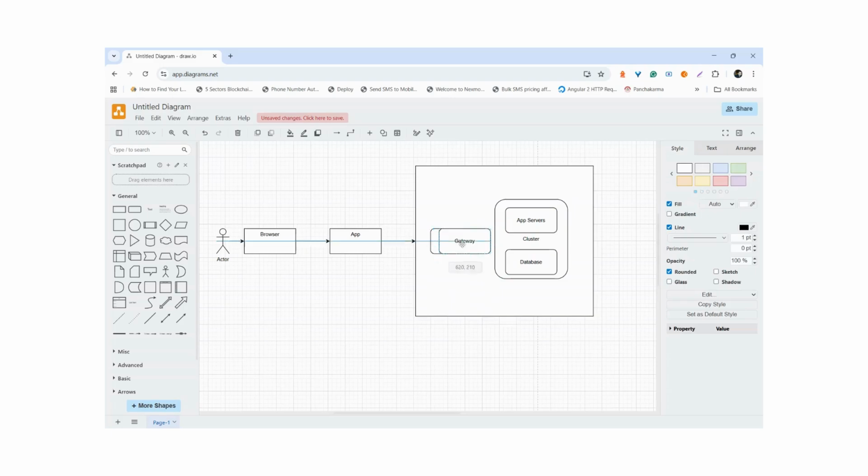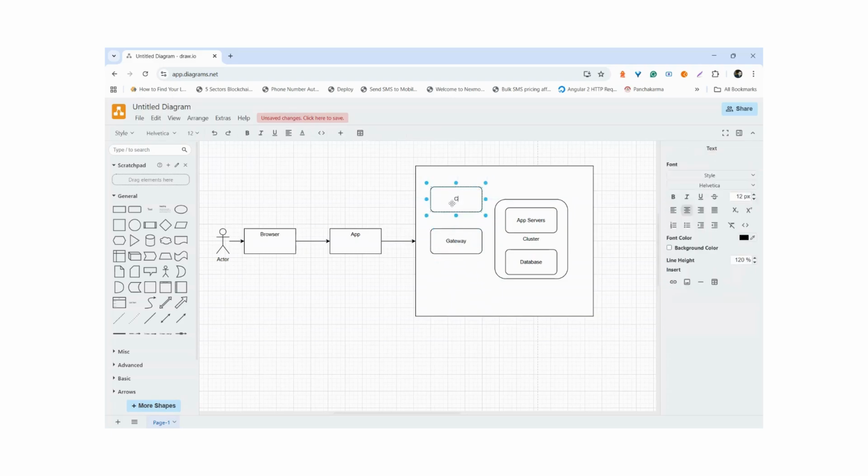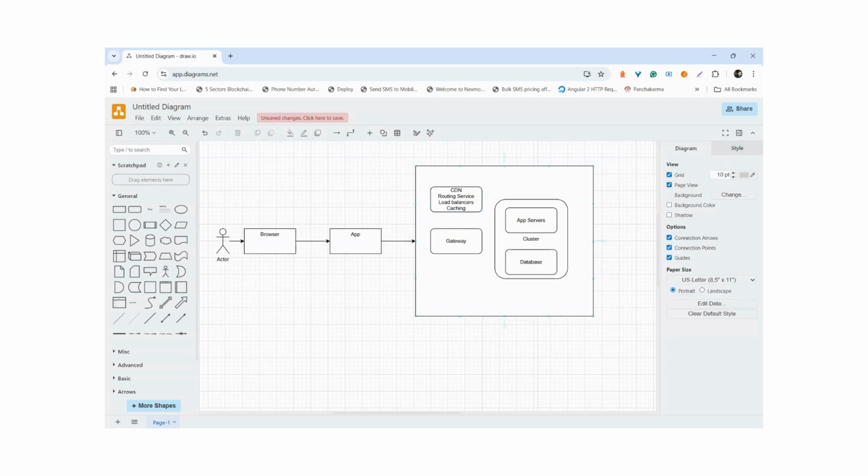Let's put them here. Let's say our CDNs. Let's say our routing service. Let's say our load balancers or gateways. Let's say our caching systems. I'm just naming all these components which I haven't depicted in the big box, so that you understand that all these components are in your architecture. Let's assume that way: you have gateways, app servers, clusters of systems, databases, CDNs, routing services, load balancers, and caching systems.